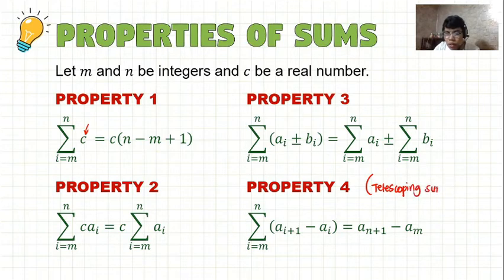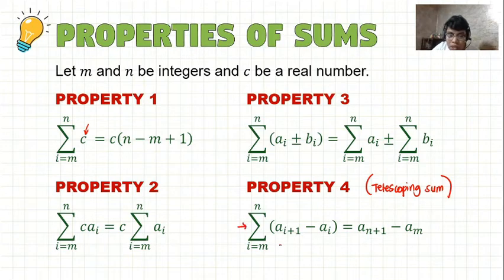Okay? So, what is the telescoping sum? The summation of a sub i plus 1 minus a sub i, from m to n, is equal to a sub n plus 1 minus a sub m. Where does that come from? Now, let's try to expand this summation.